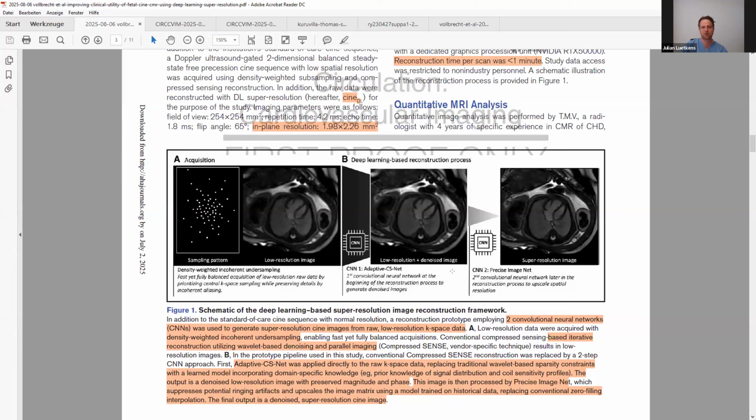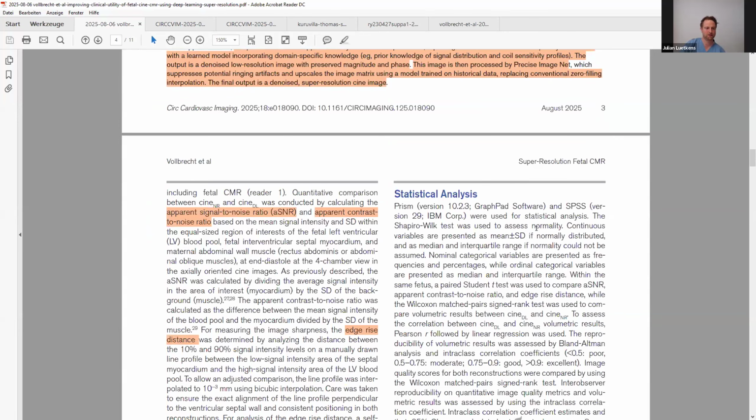So you get a denoised image, and then this image is an input for the second network, which is the precise image net, which removes ringing artifacts and upscales the image matrix. And the trick is that it is not just zero filling, where an average value is put into the missing pixels, but it was trained on historical data, so there is actually image information put into these new pixels, and this gives you the final super resolution image, which was evaluated in our study.